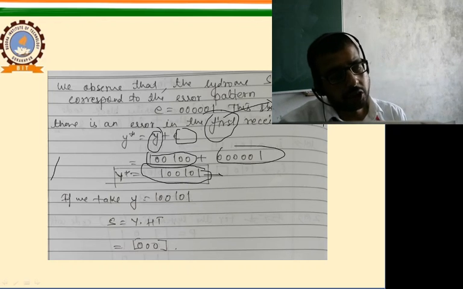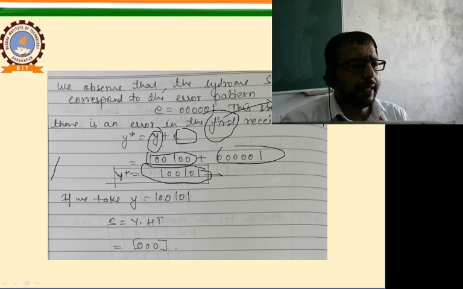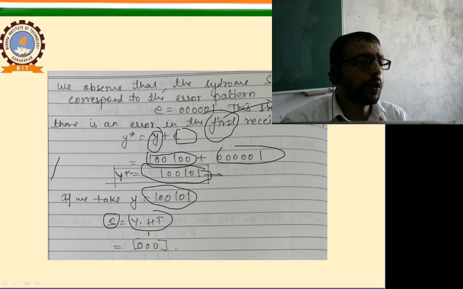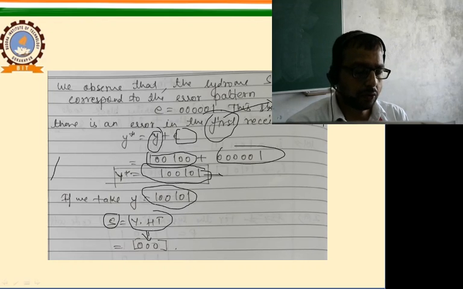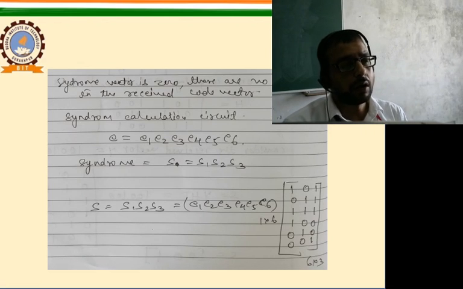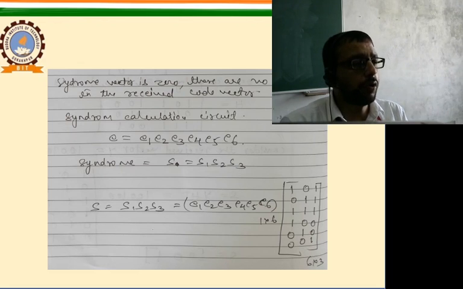Okay, this is the first case. Again, if we take another y, and similarly calculate the value of S using this formula, then if all the bits of S are equal to 0, it means there is no error in the received vector, meaning the received vector matches the transmitted vector. There is no error. So you saw how, using single bits, you can correct a single bit error. Now the next part: the syndrome vector is 0, there is no error in the received vector.